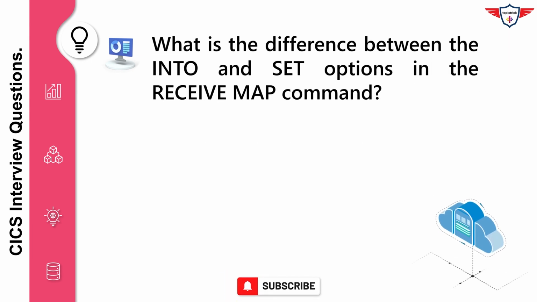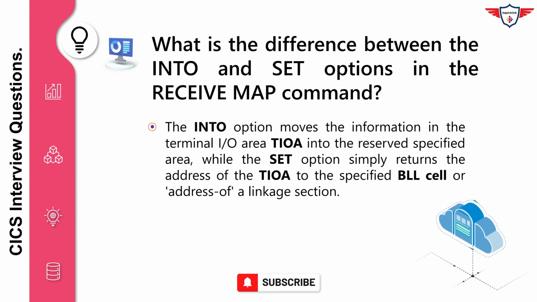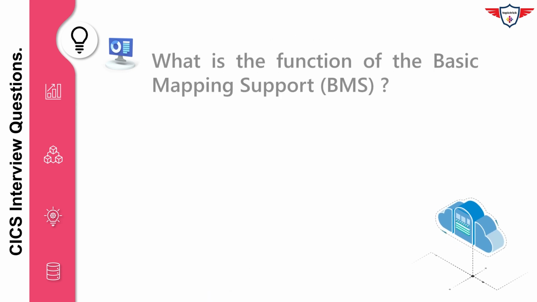What is the difference between the INTO and SET options in the RECEIVE MAP command? The INTO option moves the information in the terminal I/O area into the specified reserved area, while the SET option simply returns the address of the terminal I/O area to the specified BLL cell or address of a linkage section.